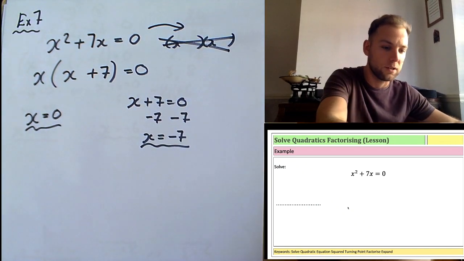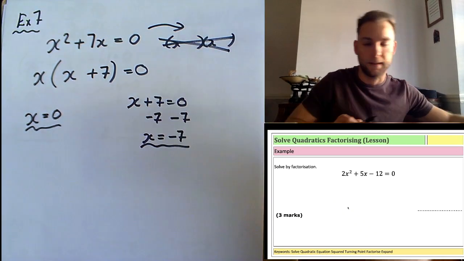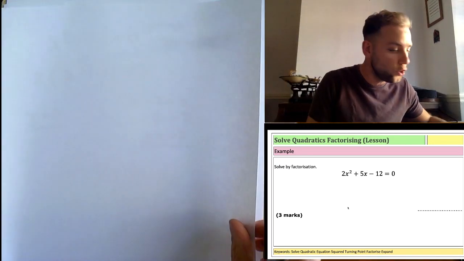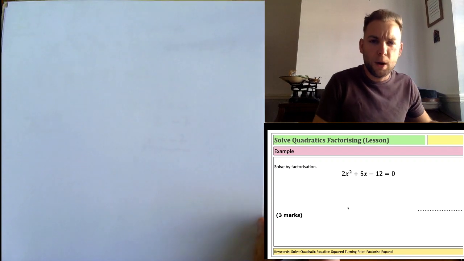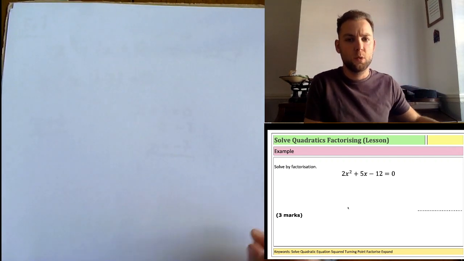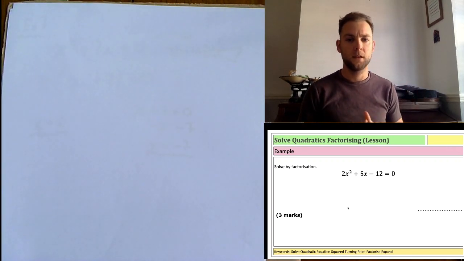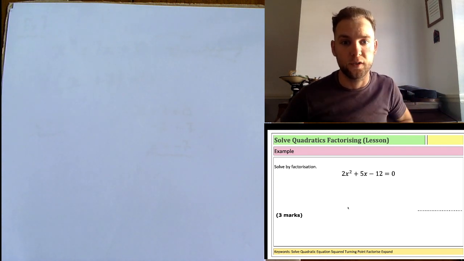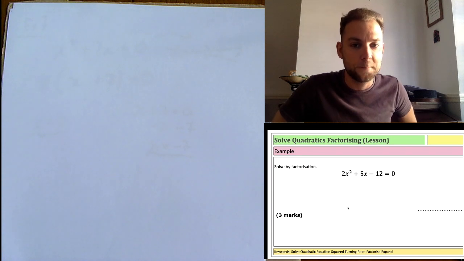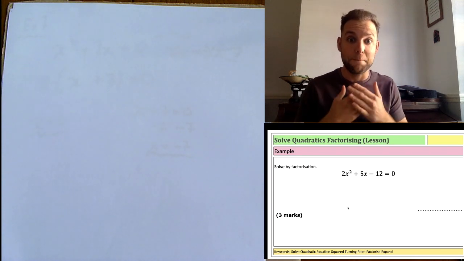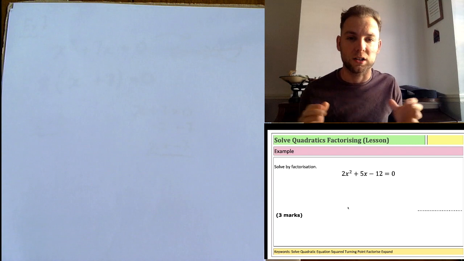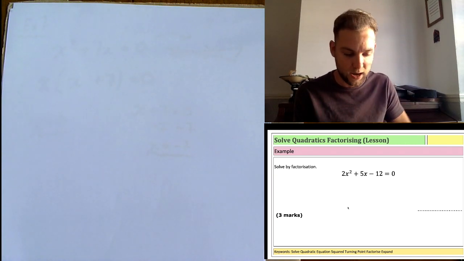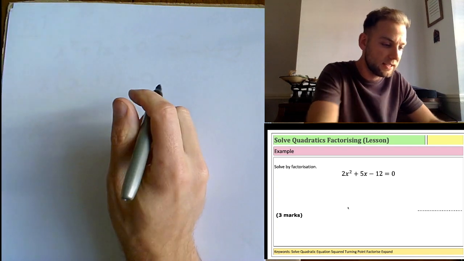So, let's have a go at my next question. Okay. So, this again is from a higher paper. This one wouldn't come up in foundation. Now, what's different about this one here? What's making this one a little bit harder? Well, it's that 2 in front of the x squared. 2x squared. This, for me, makes these questions so much harder because it's a lot trickier process to factorise when there's a number in front of the x squared. So this one here is example 8.